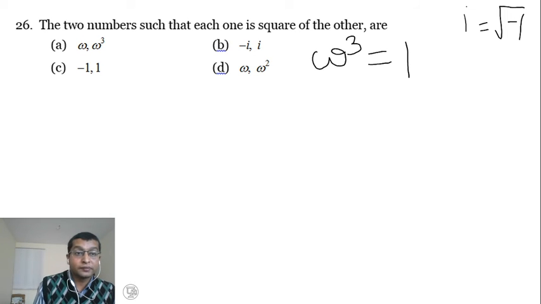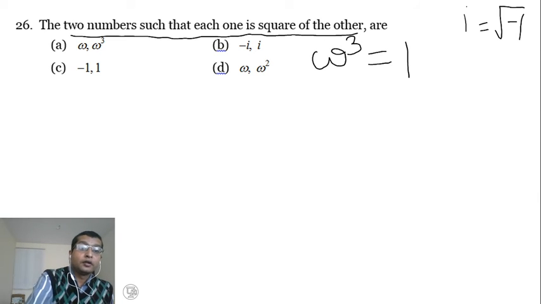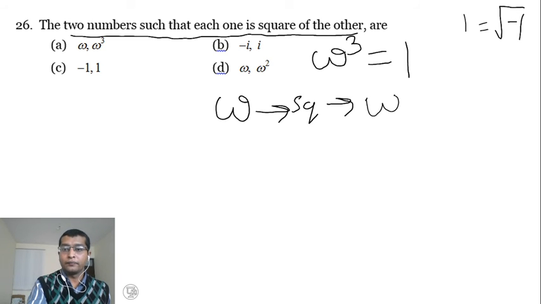Now we have to choose such a pair here. We have 4 options. We need 2 numbers such that each one is a square of the other. If you square omega, you should get the next value. So here D will satisfy that relation. See here, I take omega, then square it. Squaring, what we get here, omega square, right?